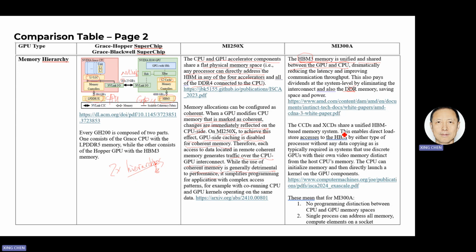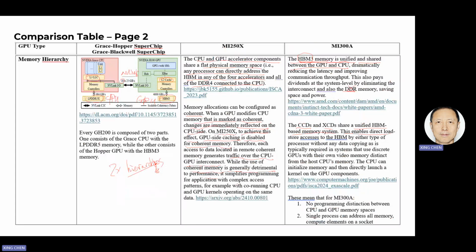The CCD means CPU, XCD means GPU. The CPU and the GPU share a unified HBM-based memory system. This enables direct load/store access to the HBM by either type of processor without any data copying, as is typically required in systems that use discrete GPUs with their own video memory distinct from the host CPU memory.